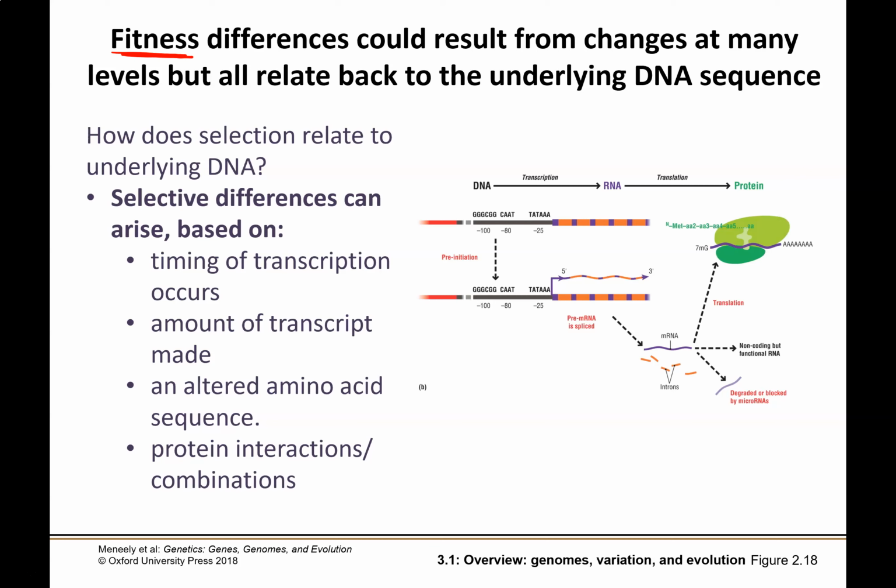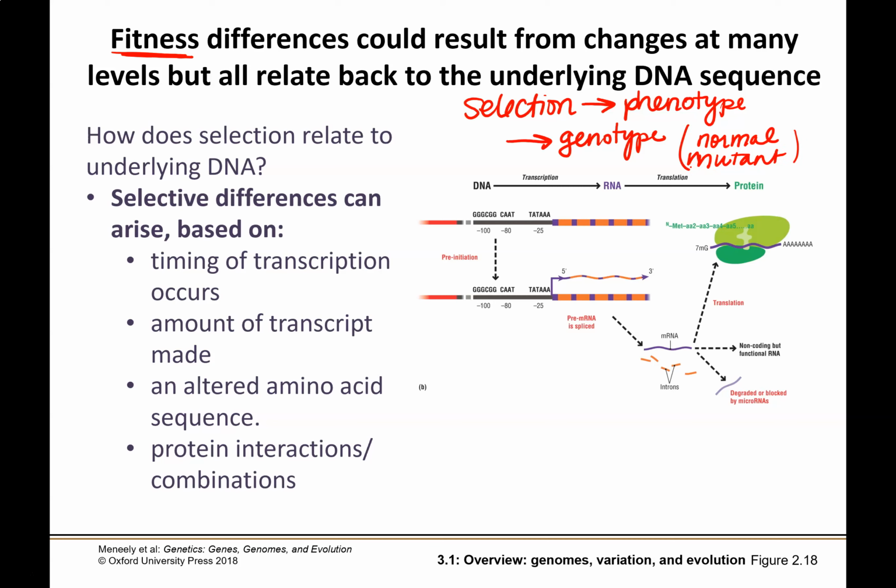So how does that selection actually relate to underlying DNA? Well, selective differences can arise based on a variety of things. So keep in mind that selection is working on a particular phenotype, and that phenotype has a corresponding genotype. Now that genotype is going to relate to differences in DNA sequences. And they can differ between, let's say, a normal and a mutant phenotype.